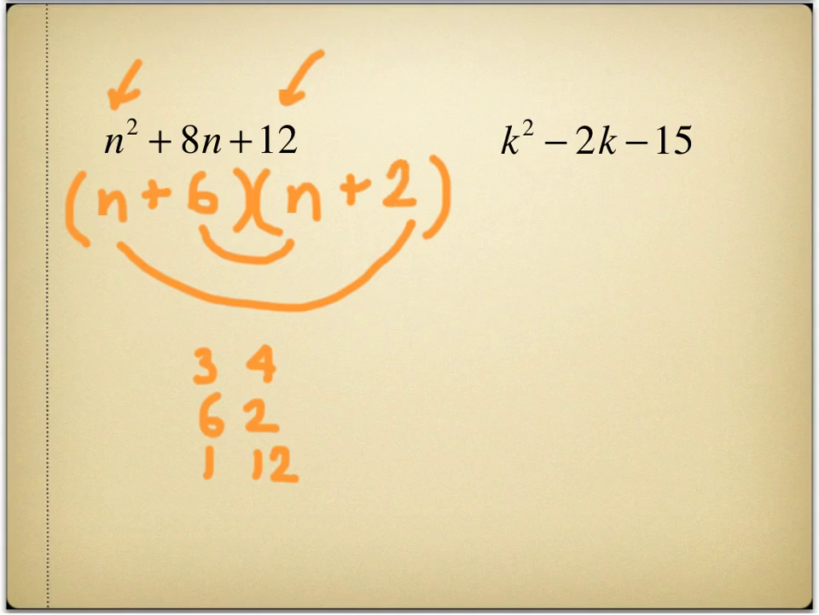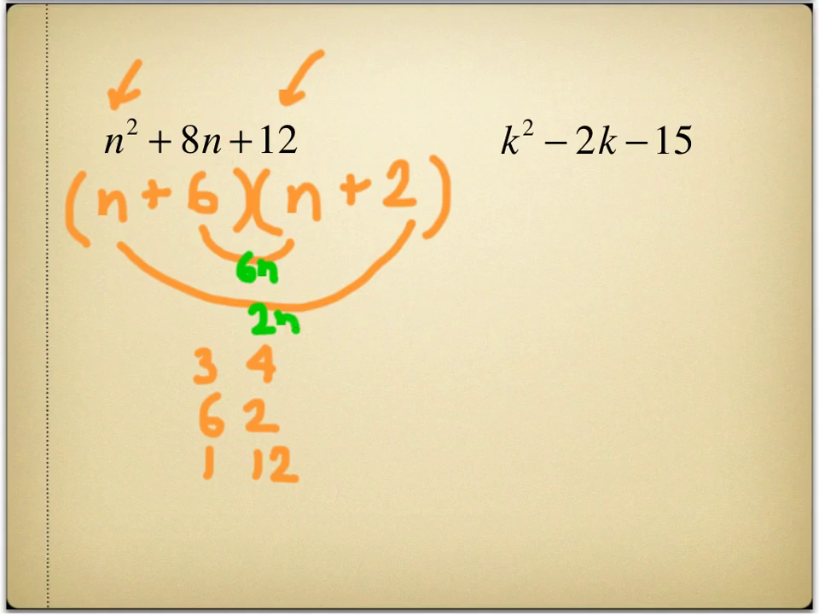And sure enough, if we FOIL this out, we'll have 6 times 2, which equals 12. And I'm just going to use a different color here. My innards and outwards, sometimes I call them, we have 6n here, we have 2n here, and sure enough, 6n and 2n is 8n.